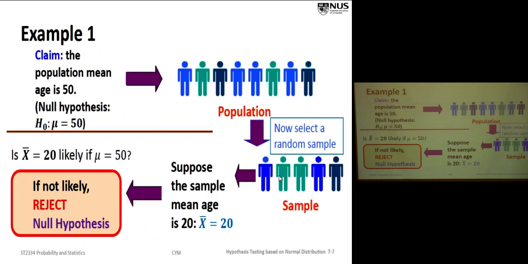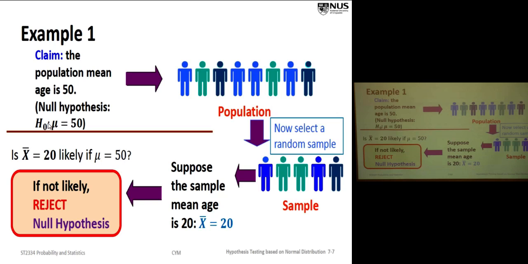So let's have a look. This is a nice diagram. The claim is about the population mean age. Well, let's just say this is a different example from the one given. Let's claim that you have some individuals whose mean age is 50. So that's our null hypothesis. We have a population, let's say the population of Singapore, and the null hypothesis is that the average age is 50, which is a little bit unreasonable at this moment.